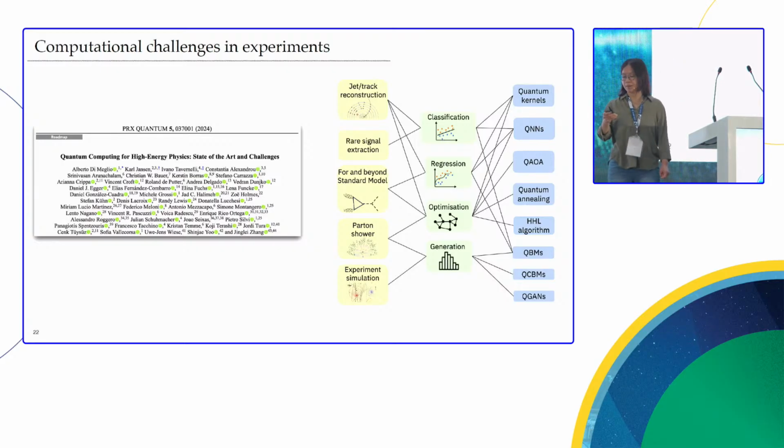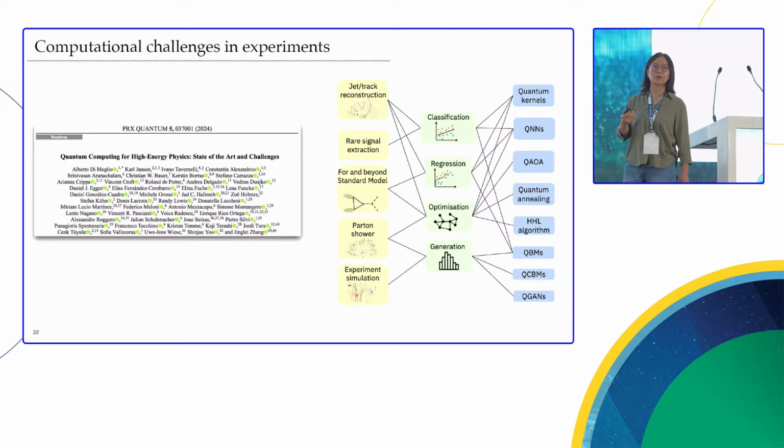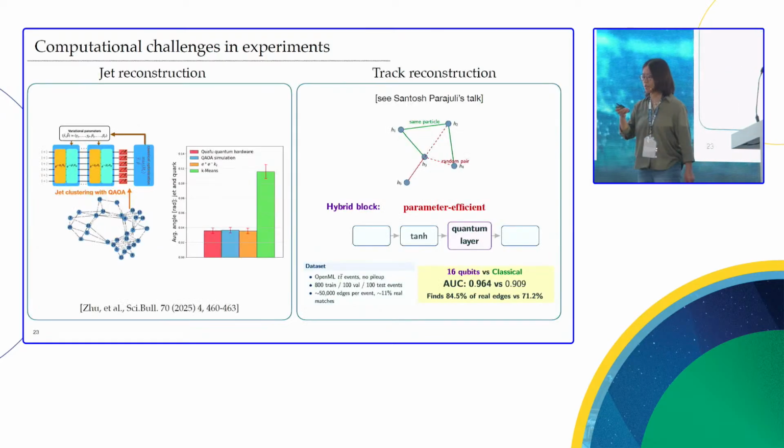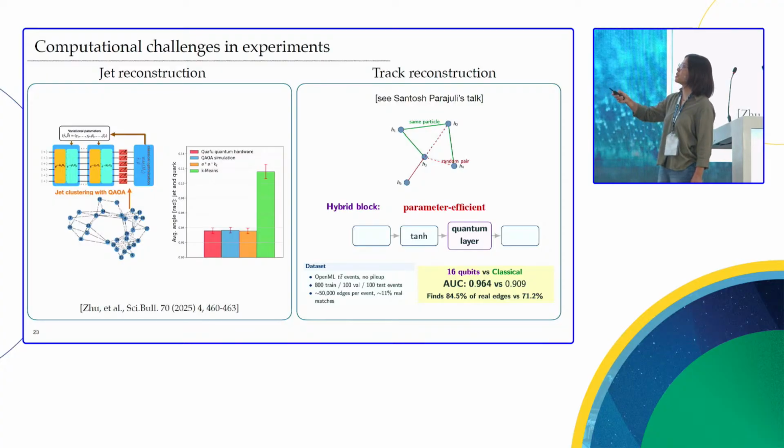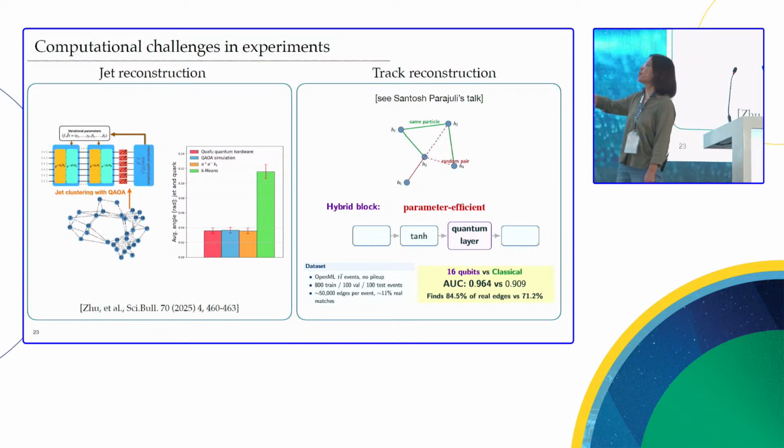So even though all of the different computation is a polynomial function of the system size, we can pursue whether quantum simulation or algorithms could help us accelerate the data analysis. Here are two examples. One is based on jet reconstruction. The other one is track reconstruction. Here we can already achieve comparable precision to classical methods using quantum algorithms.